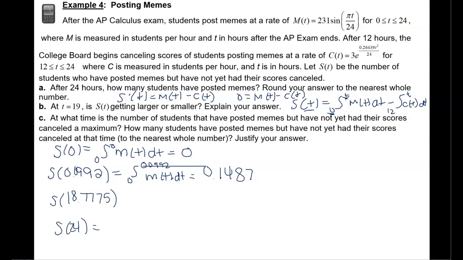Then I'm going to take that same integral, highlight it again, hit enter. That's going to bring it down, and I'm going to change that 0.0992 to 18.7775. And then after that, I'm going to hit minus, go to math 9, bring another integral onto the same line for the c. But again, this integral for m is 0 to 18.7775. The c that I'm going to subtract can't start till 12.